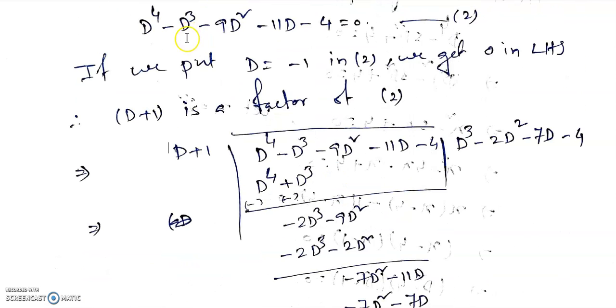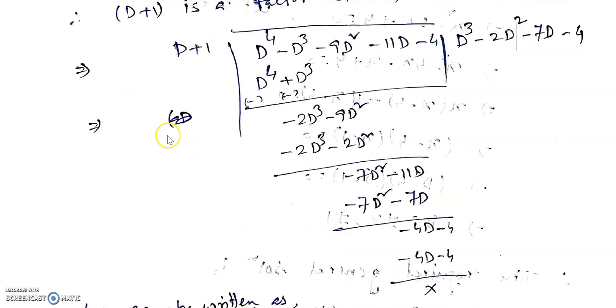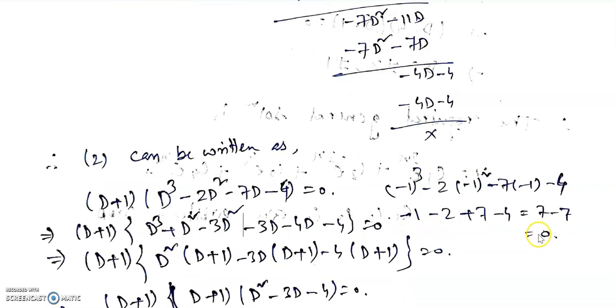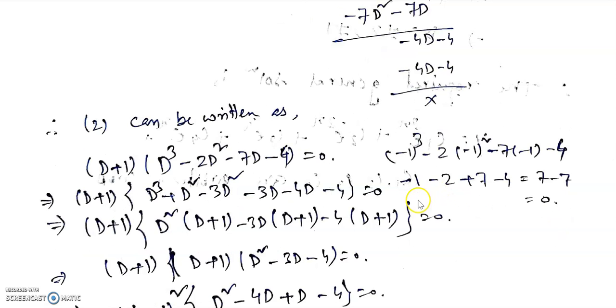Now this term can be written as what? You know that dividend equals divisor into quotient plus remainder. So dividend is equal to divisor into quotient, and the remainder is 0. That means this term can be written as d plus 1 multiplied by this. Now this is a cubic equation, and all the terms of degree 3, 2, 1 and a constant are there. Now again you need to put some value so that it gets 0. If I put d equal to minus 1, then we get 0.